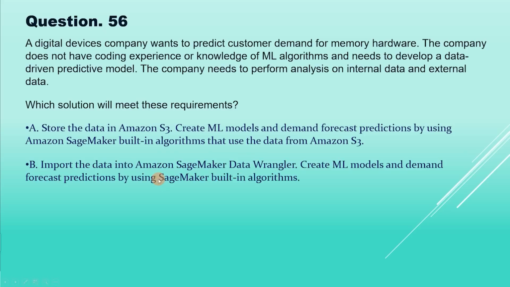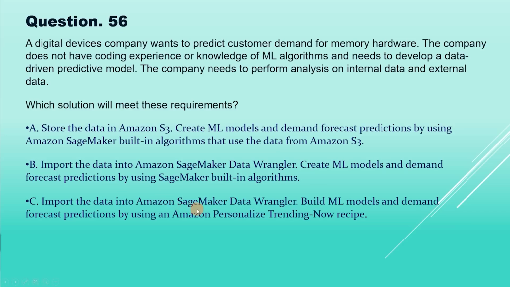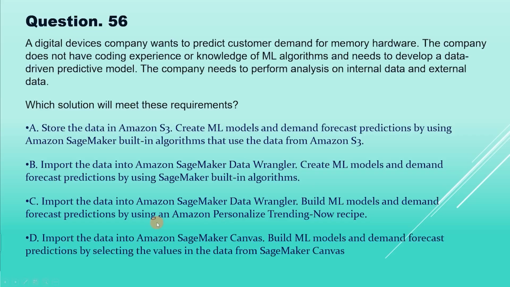Option B, import the data into Amazon SageMaker Data Wrangler, create ML models and demand forecast predictions by using SageMaker built-in algorithms. Option C, import the data into Amazon SageMaker Data Wrangler, build ML models and demand forecast predictions by using the Amazon Personalize trending-now recipe. Option D, import the data into Amazon SageMaker Canvas, build ML models and demand forecast predictions by selecting the values in the data from SageMaker Canvas. So the options are pretty lengthy, so take your time to guess the correct answer.